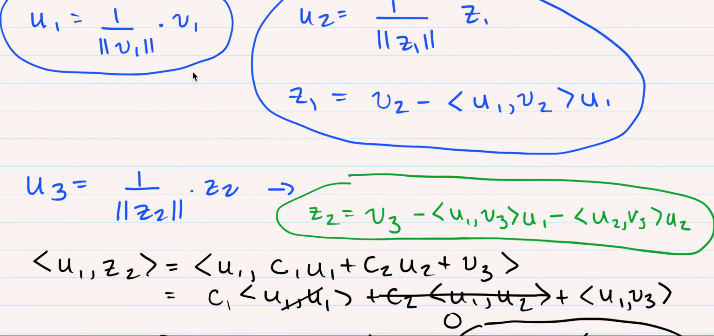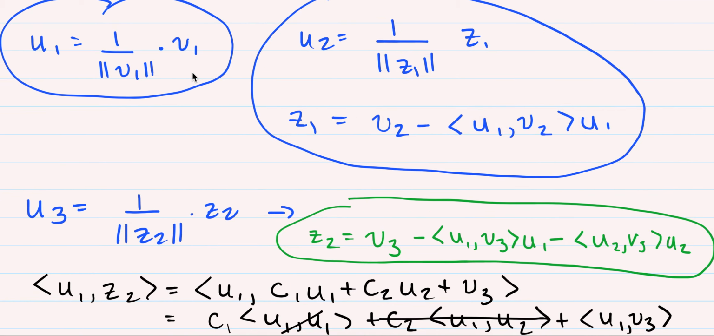So maybe you can figure out what u4 is going to be. u4 is going to be 1 over the length of z3 times z3, where z3 is going to be v4 minus the inner product of u1 with v4 times u1, minus the inner product of u2 with v4 times u2, minus the inner product of u3 with v4 times u3, and that'll be it.